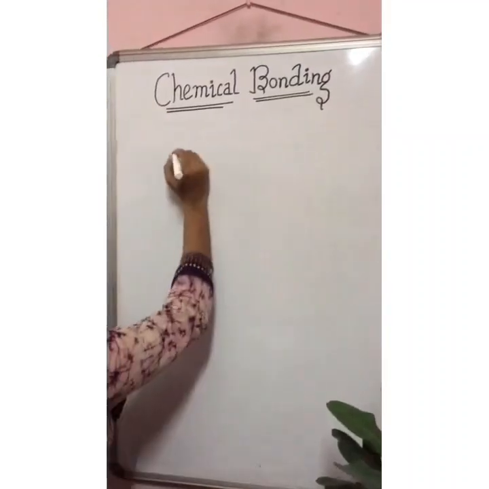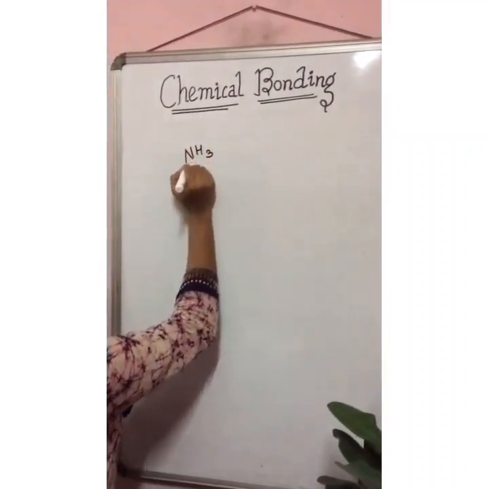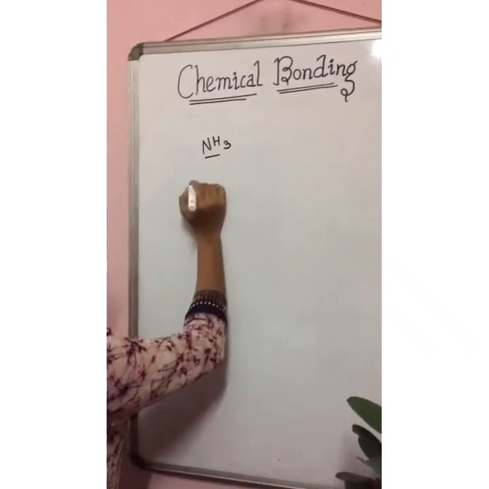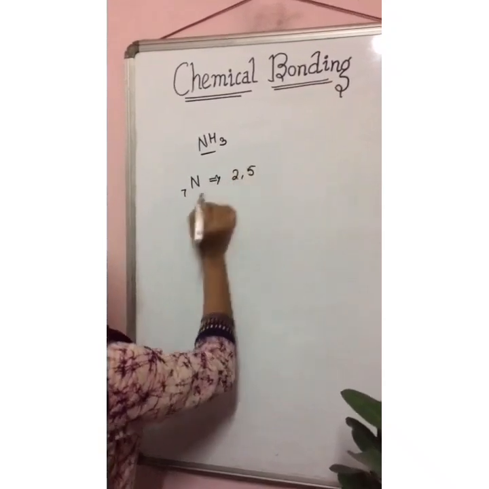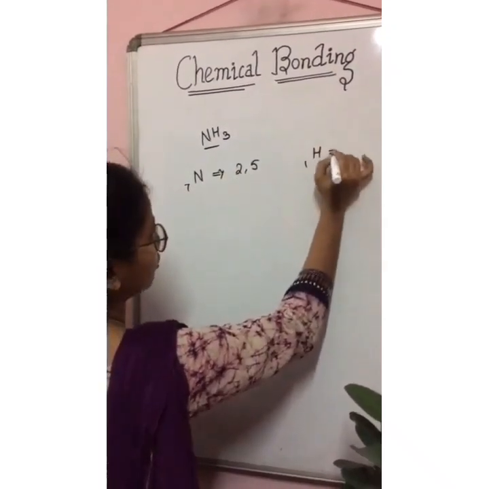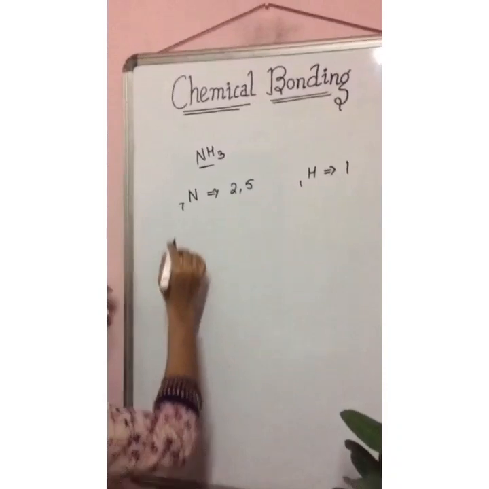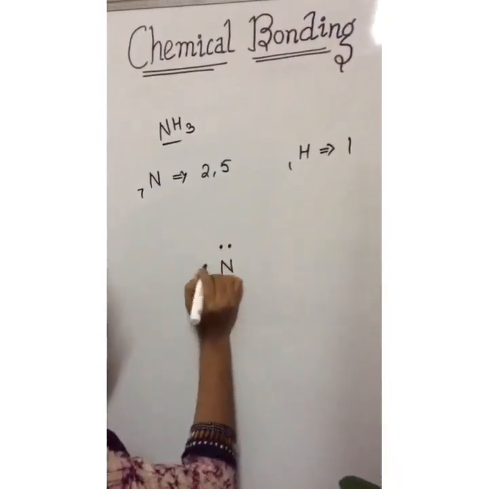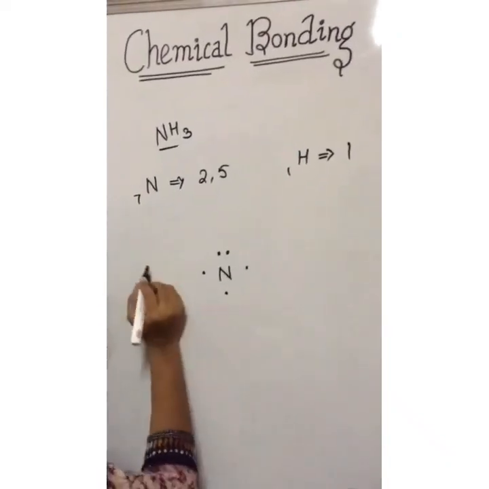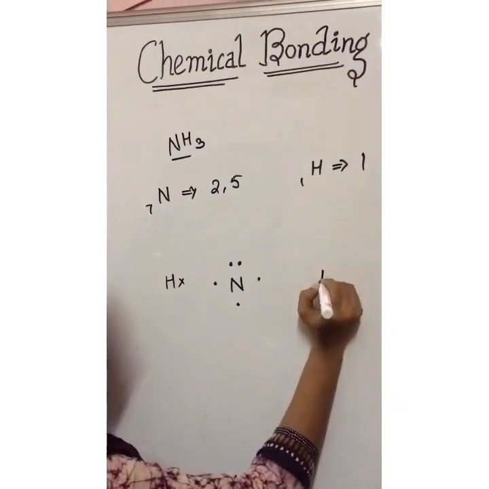The next example is the ammonia molecule, NH3. The central atom is nitrogen, atomic number 7, electronic configuration 2, 5. Hydrogen has atomic number 1, electronic configuration 1. So we draw nitrogen in the middle with 5 electrons, and hydrogen with single electrons.